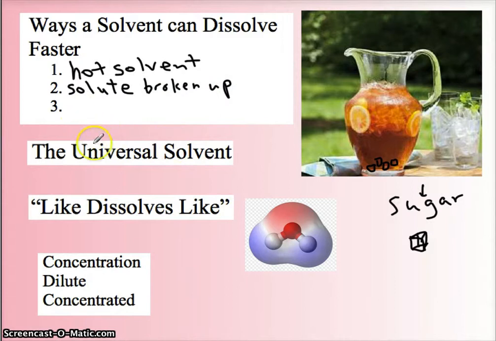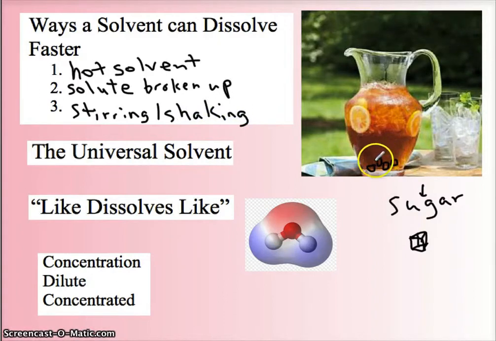And a third way you would have things dissolving faster is by stirring or shaking the solution. If you were to just put the sugar down at the bottom here, it eventually would dissolve, but if you stir it up, then that's how you get it dissolved in.